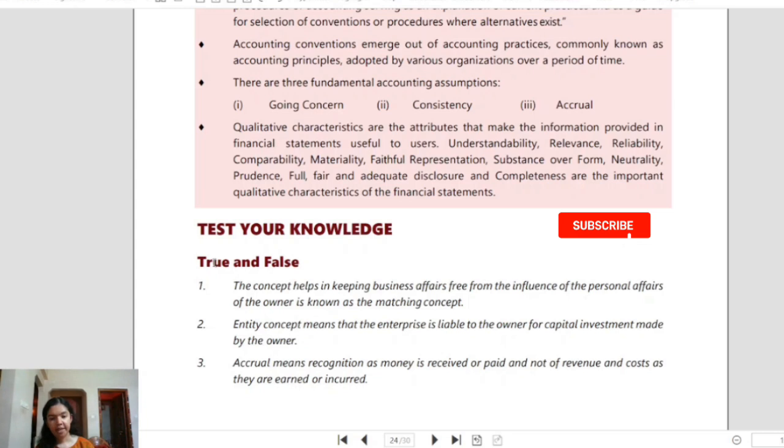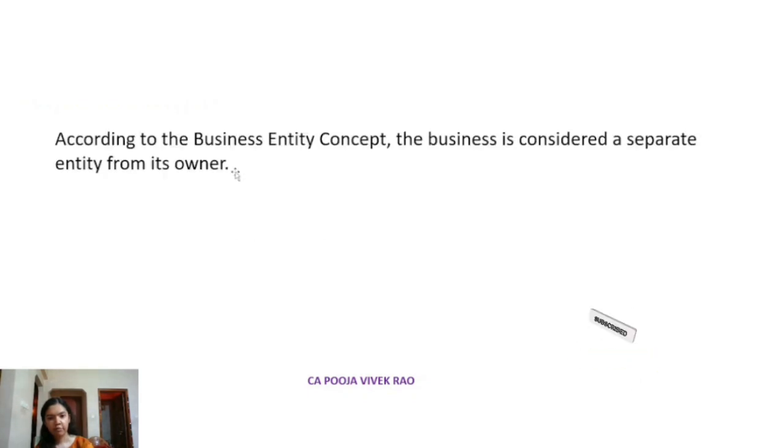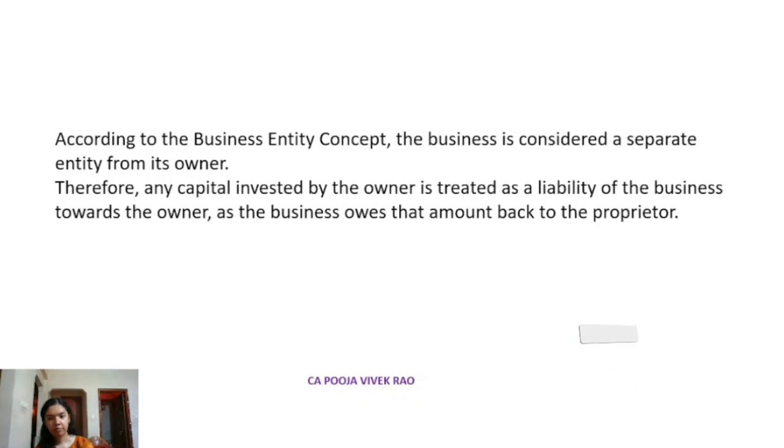Question number 2. Entity concept means that the enterprise is liable to the owner for capital investment made by the owner. According to the business entity concept, the business is considered a separate entity from its owner. Therefore, any capital invested by the owner is treated as a liability of the business towards the owner, as the business owes that amount back to the proprietor. Hence, the enterprise is liable to the owner for the capital investment made by the owner. So, the statement given in the question is true.